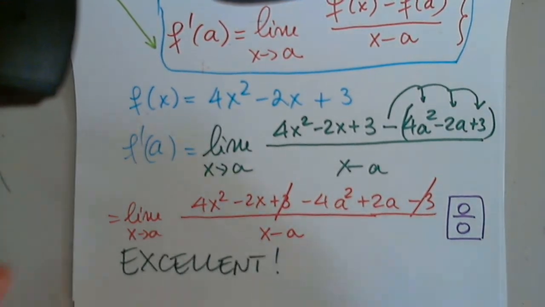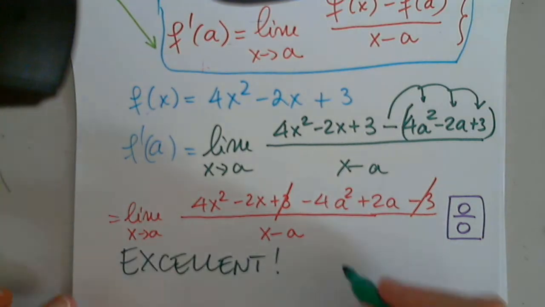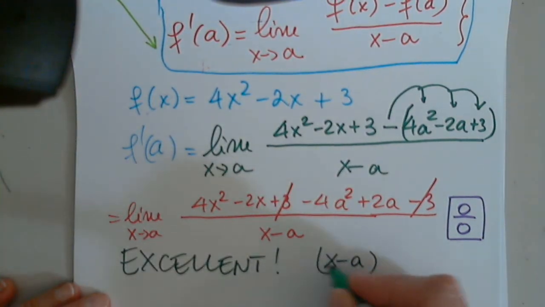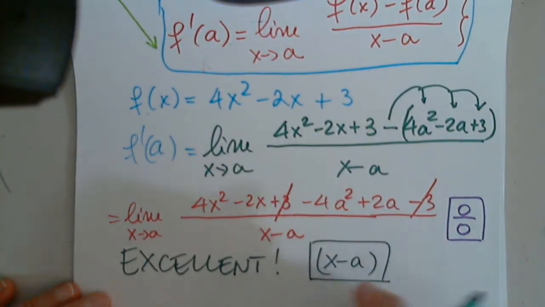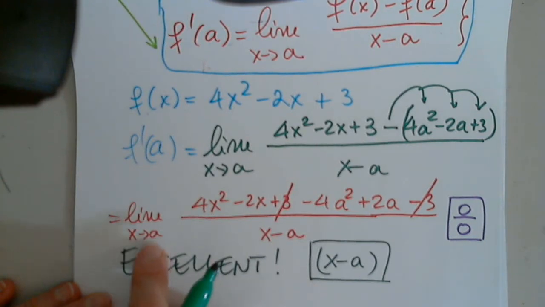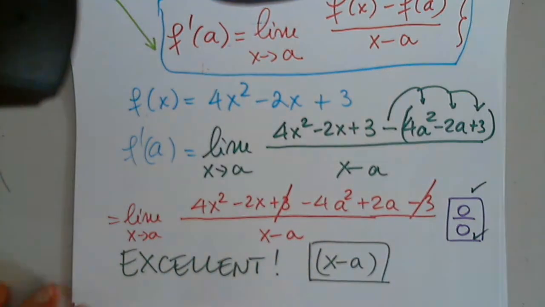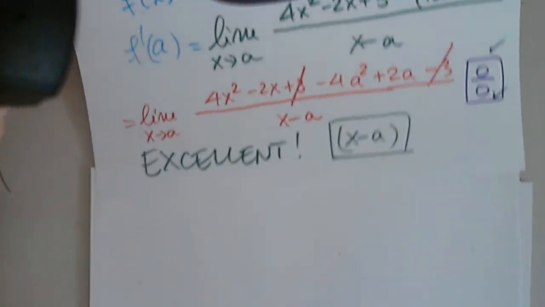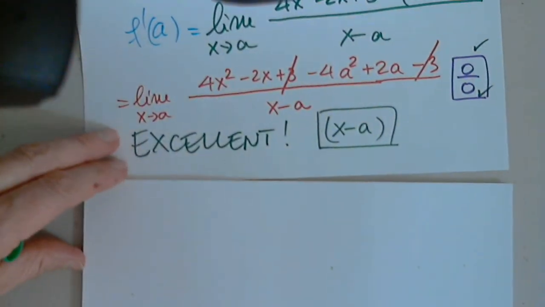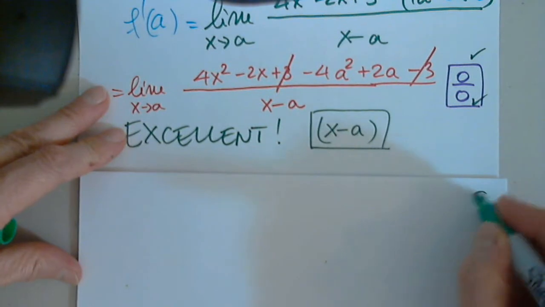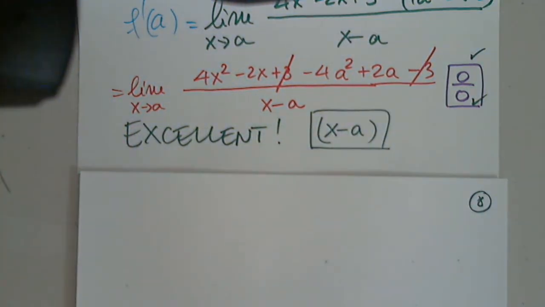Yes, the factor x minus a is the problem. This is the factor that has to go away in order to remove the 0 over 0, by the remainder and the factor theorem. Excellent. Okay, so let's see how we do that. Who told me that? Thank you. Great job.